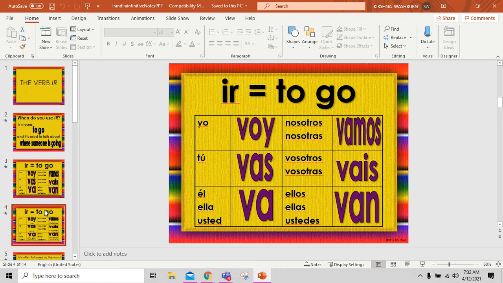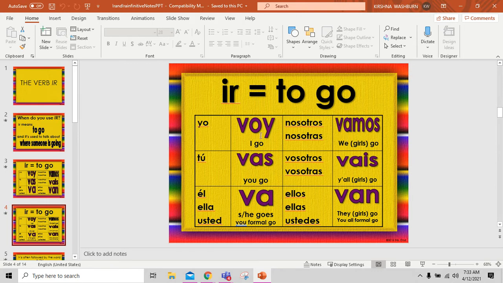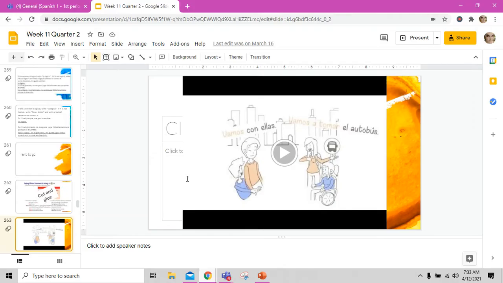So here is what they all mean. Voy means I go. Vas means you go. Va, he, she, or you formal go. Vamos, we or we girls go. Vais, y'all or y'all girls go. And van, they, they girls, or you all formal go. Sorry.